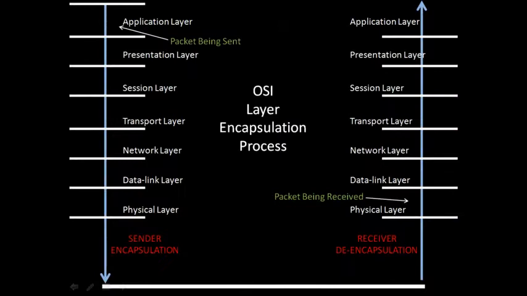Let's further examine the OSI layer encapsulation process. When encapsulation takes place on the sender, a packet starts out at the highest layer, the application layer, and travels down through the lower layers to the physical layer, where it is finally sent out across the network media. When that packet arrives at its destination, it then goes through the de-encapsulation process, and this is simply encapsulation in reverse. It starts out at the lowest layer and travels upward to the top layer.